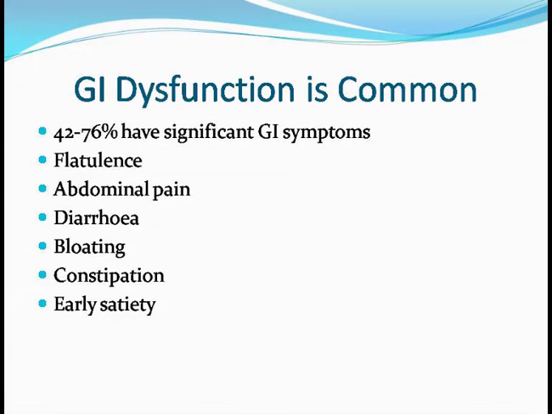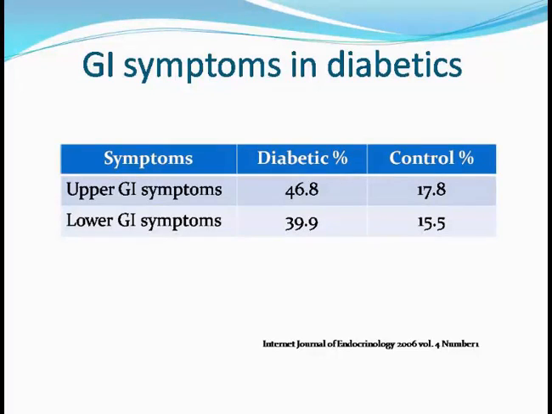Now, what is the quantum of the problem? Well, various studies have suggested that 42 to 76% of diabetics have significant GI symptoms. And the common ones are shown here: flatulence, abdominal pain, diarrhea, bloating, constipation, and early satiety. It is a very common feature. You eat a small amount and feel full, and that is very common amongst diabetics. And then there are data suggesting that lower GI symptoms and upper GI symptoms are almost equally affected. A little bit more of the upper GI symptoms, but as a single symptom, constipation is the largest.